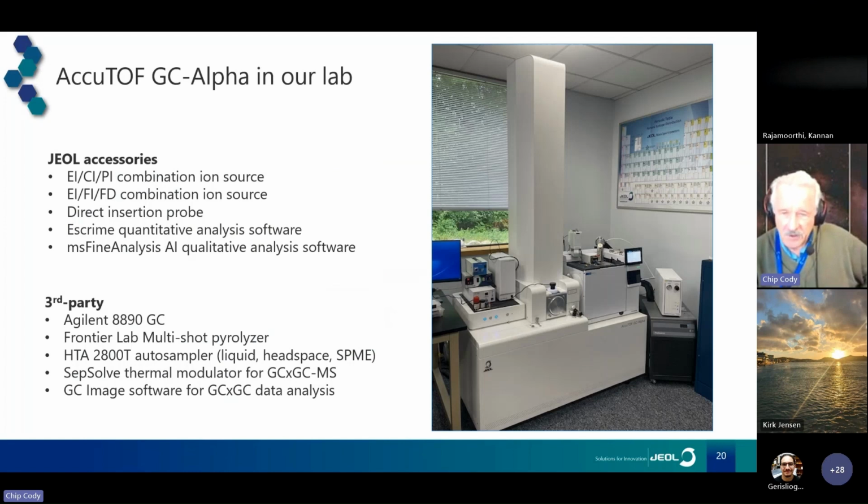This is what it looks like in our lab. This is actually the previous system, but we just replaced it with one that looks identical. We've got the Agilent GC on the left. You can see we have a SepSolve Insight thermal modulator for GCxGC. The Frontier Lab pyrolyzer is sitting on the back right now. It was lifted off so we could do something else, and we've got the controls for the pyrolyzer right here.